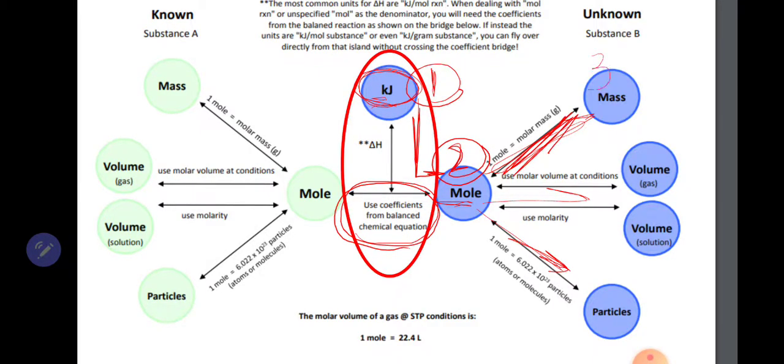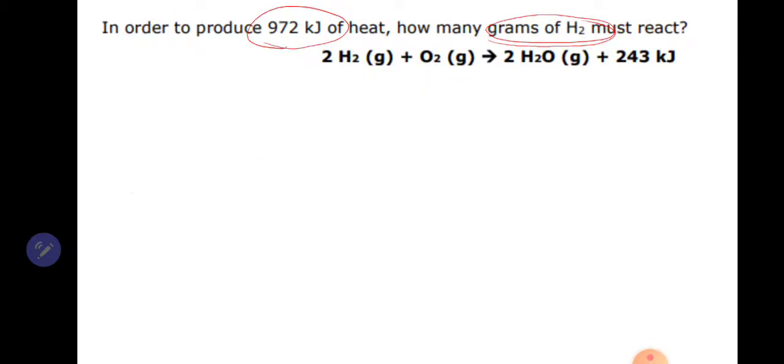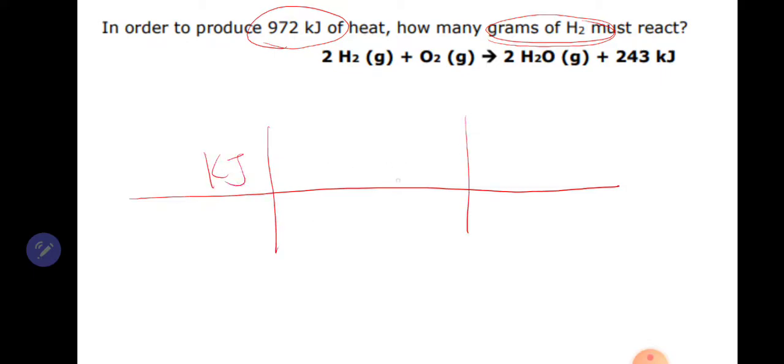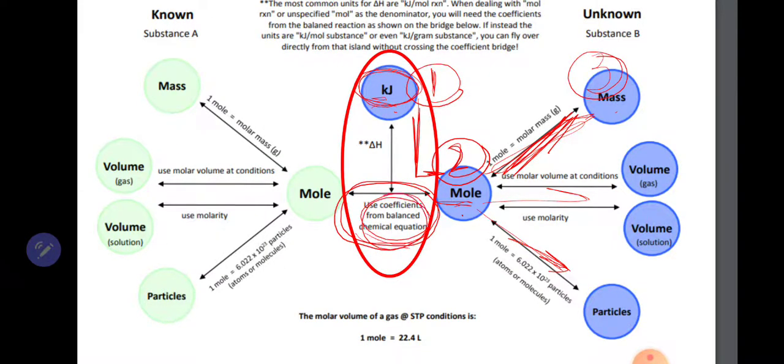I want mass. So box number 1 is energy. Box number 2 is moles. Box number 3 is grams. Energy, moles, grams. Then we drag everybody down. And then we plug in the number. So our given always goes in the first box.